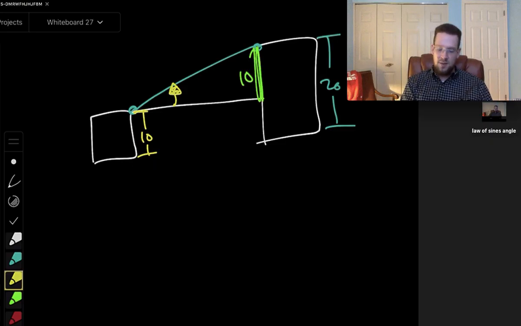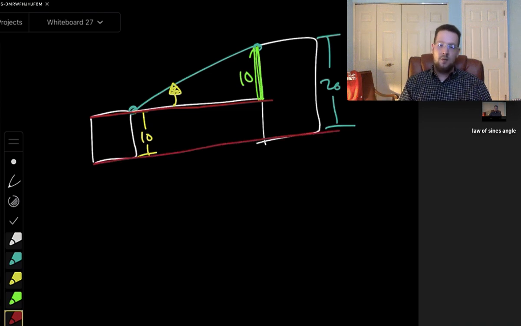The angle of elevation is from that starting point, that horizontal line that runs parallel to the ground, wherever you're starting from, to the hypotenuse, to the connection of these two points that will create the diagonal.